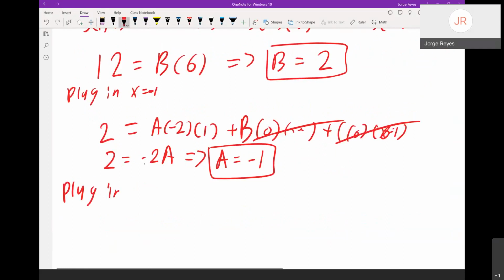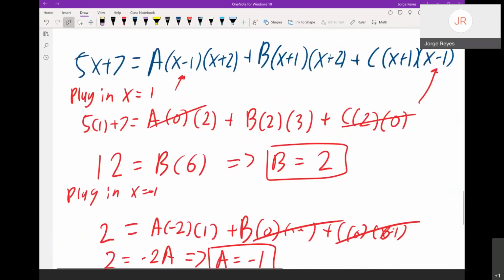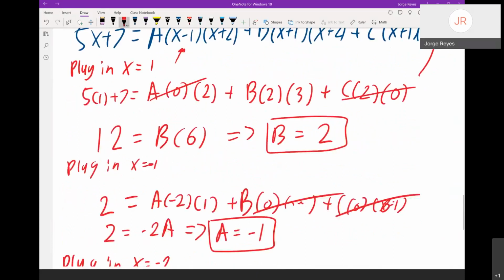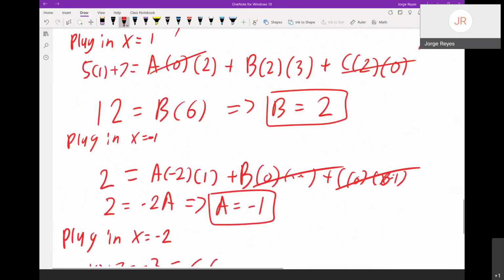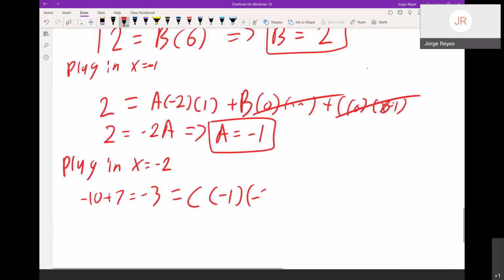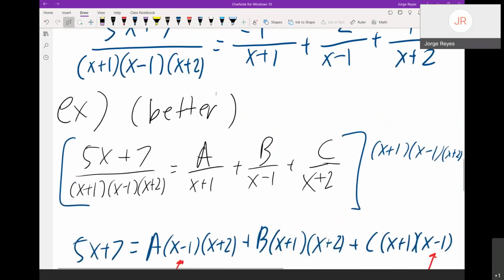And then for the last one, plug in x equals -2. What happens? This is going to cancel. This is going to cancel. And you only have to plug into the thing in front of the c. So -10 plus 7, that's going to be -3. And then c times -2 plus 1 is going to be -1. -2 minus 1 is going to be -3. So c equals 1... -1? No, -1. Ta-da! And we're done. And look, we got the same answer.